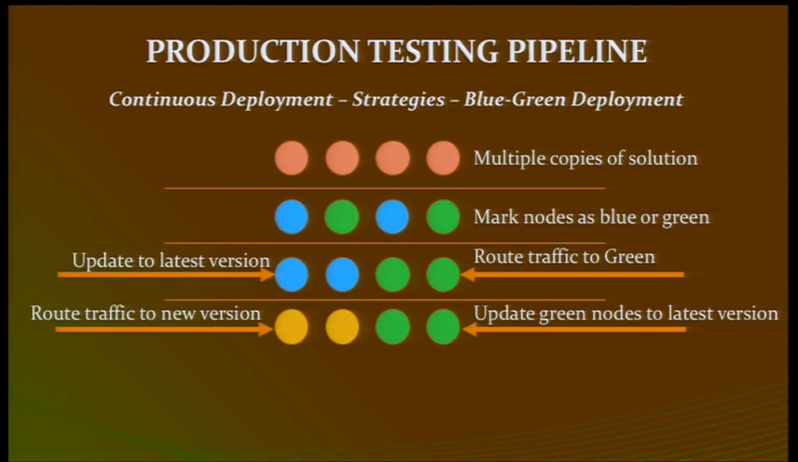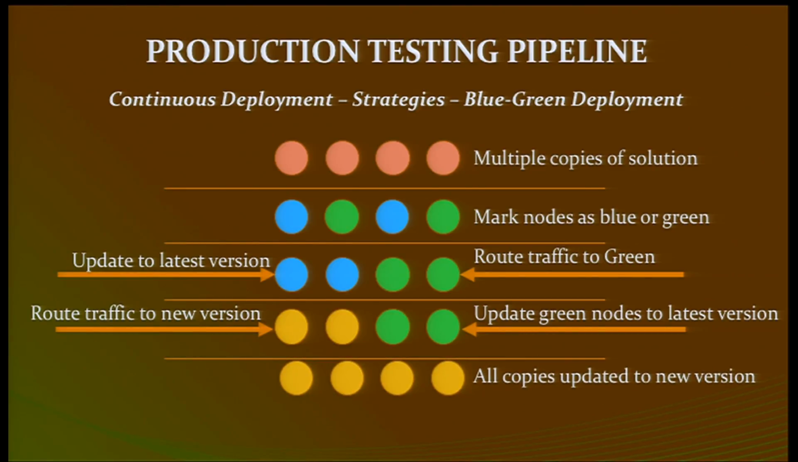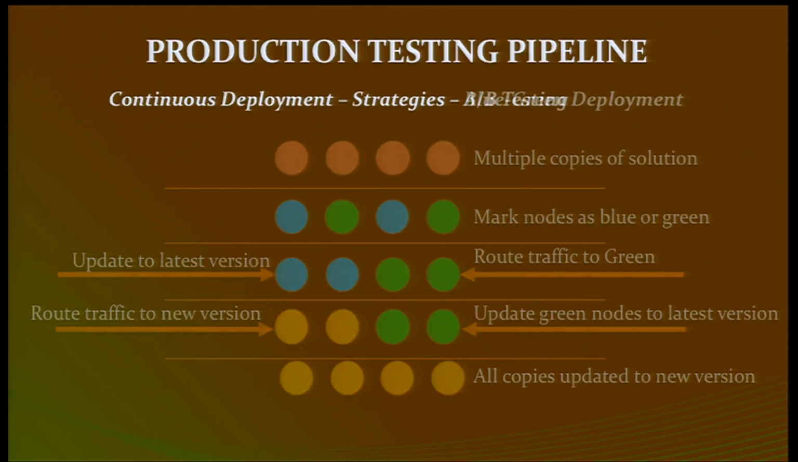Once you have updated the latest version of the solution into the blue nodes, you will be rerouting the traffic from the green nodes into the blue. You can do it in a slow fashion, and measure how the solution is performing in the latest version. Once the entire traffic has been rerouted into the blue nodes, you'll just update the green nodes and continue the process. And at the end, you'll have all the nodes, all the pods, with the latest version of your solution.